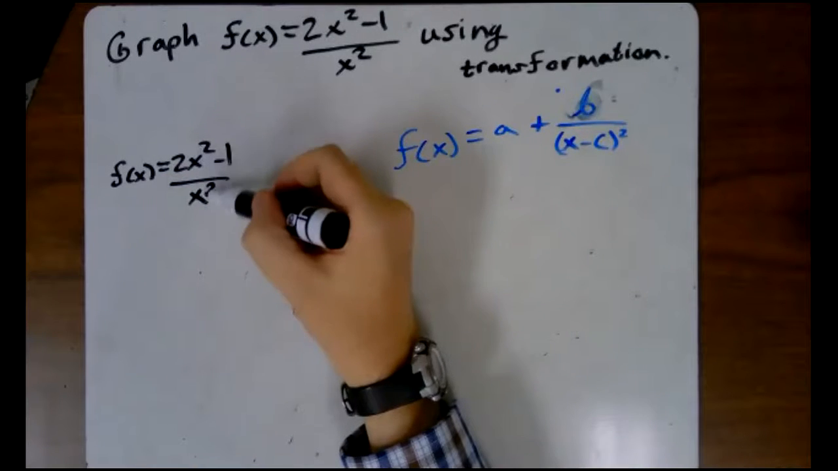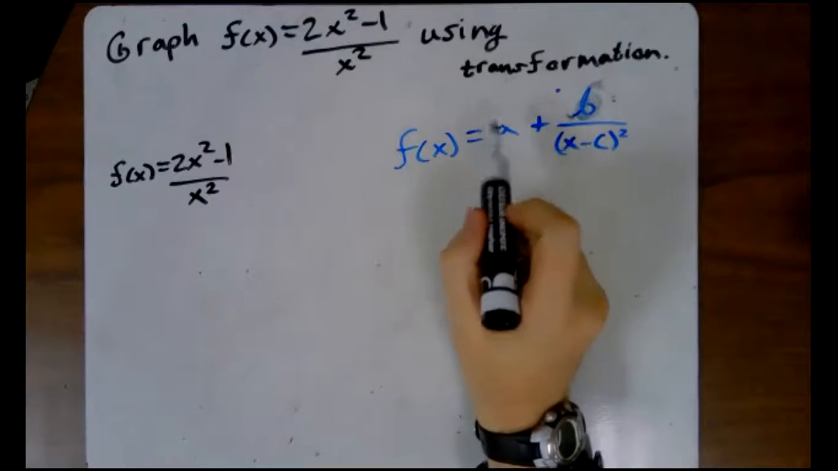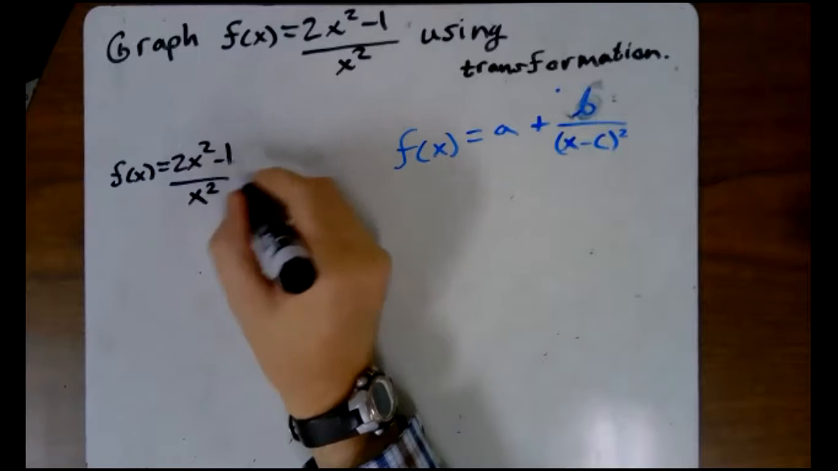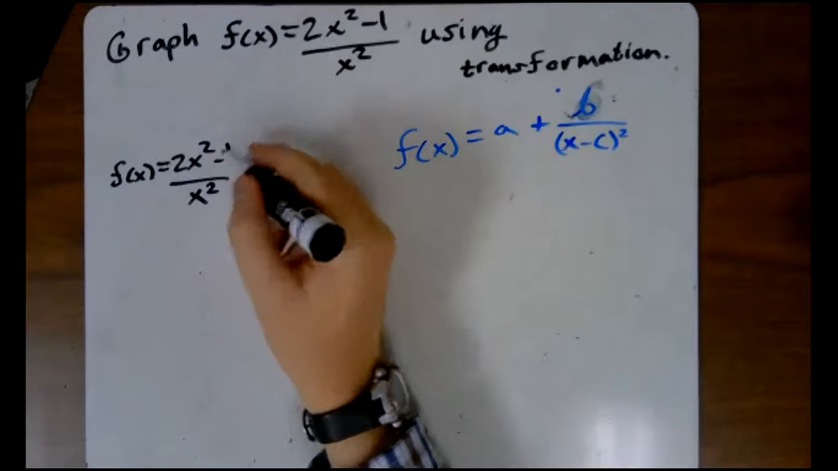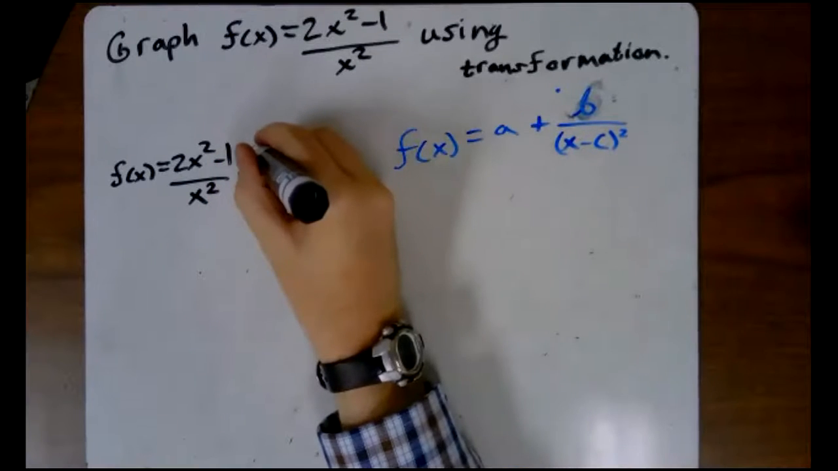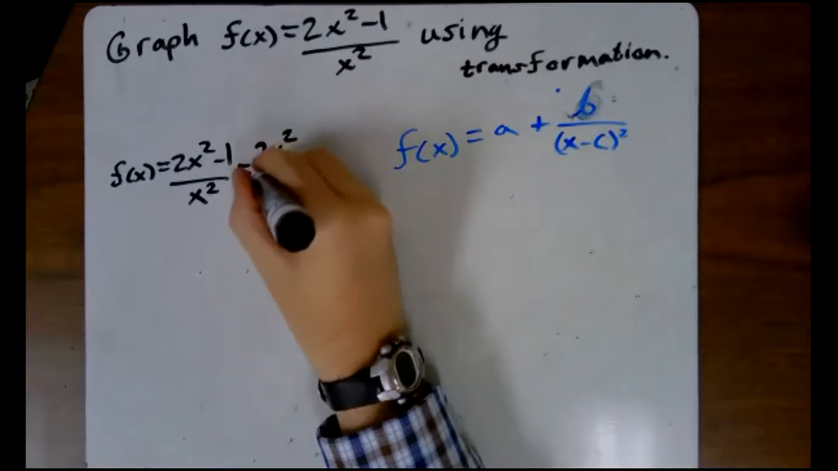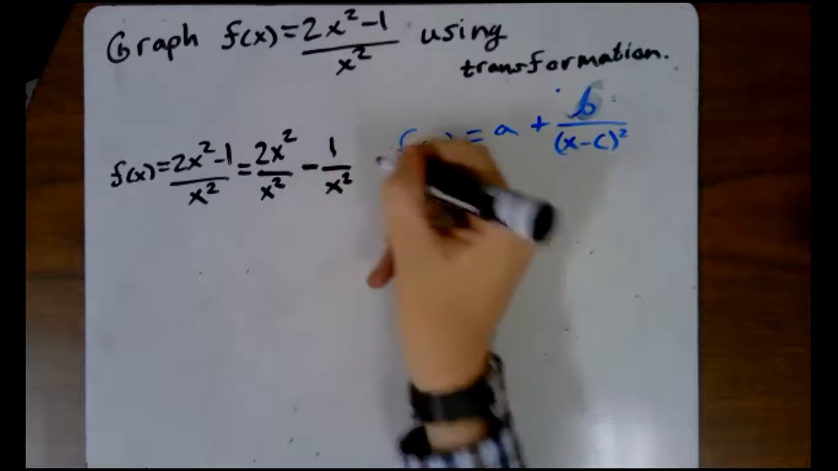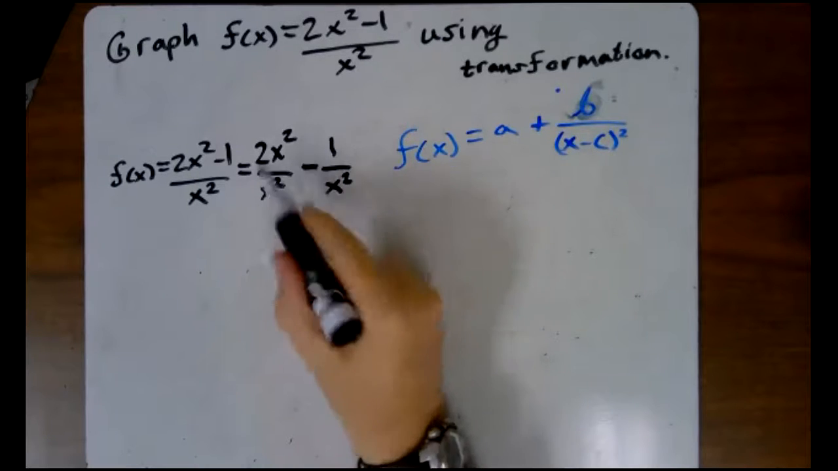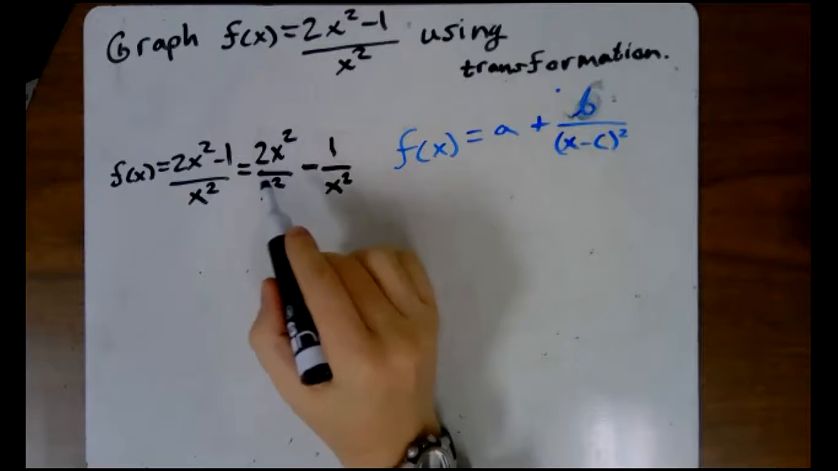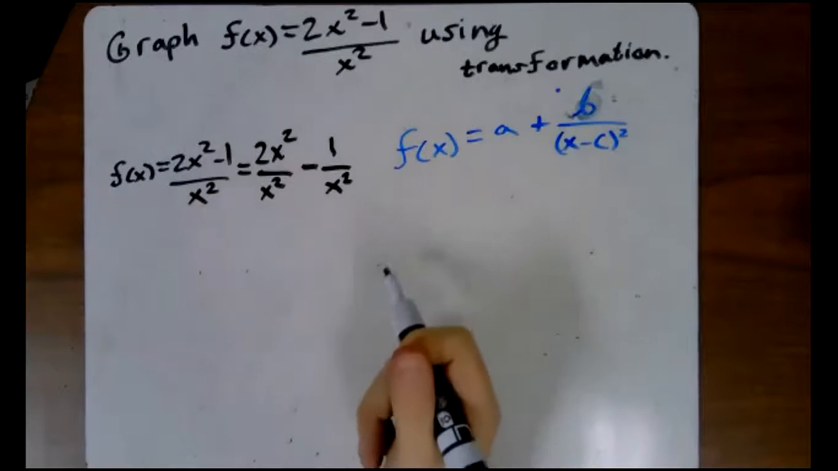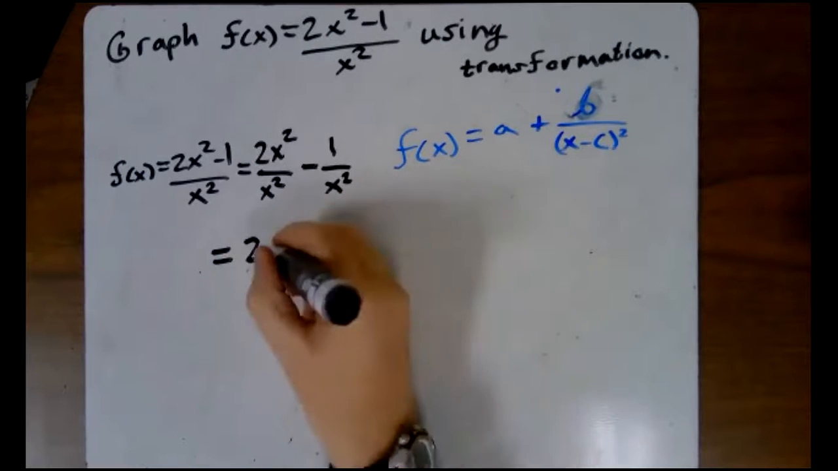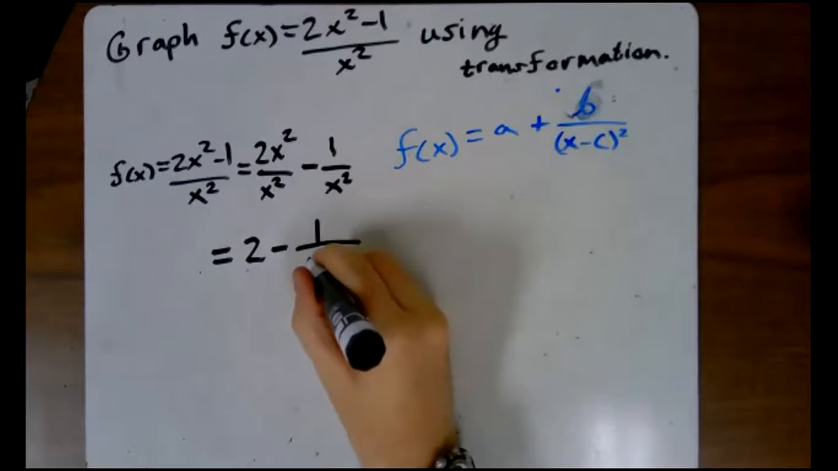Now, I note that an x squared divided by an x squared would cancel, right? Which would leave me with just a number. But I can't just cancel them right now because I would need the entire numerator to be multiplied by x squared in order to cancel. But I can split this up into a sum of fractions: 2x squared over x squared minus 1 over x squared. These have common denominators, so I could subtract them to get this, so I can also split them up going the other way. Well, hey, the x squareds cancel, leaving us with just a 2. 2 minus 1 over x squared.